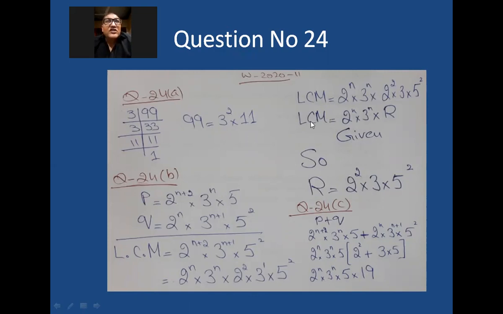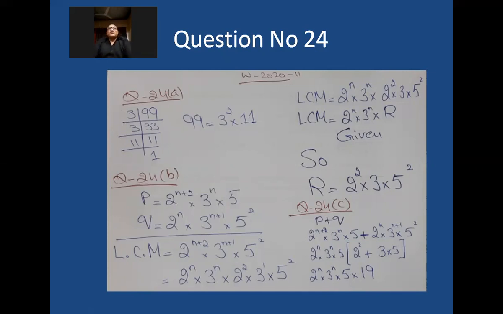So in the question, he told us that the LCM is 2 raised to power n into 3 raised to power n into r. So the value of r is this whole thing, 2 square into 3 into 5 square. So the value of r is 2 square into 3 into 5 square. And that was the question. They said to write r as the product of its prime factors. So 2 square into 3 into 5 square. It's a little tricky question.